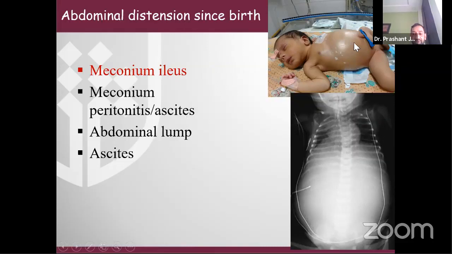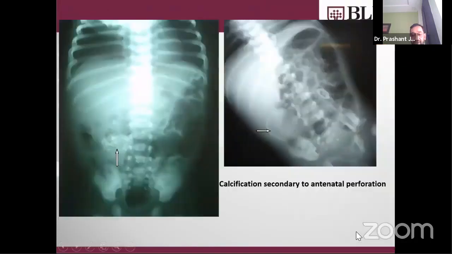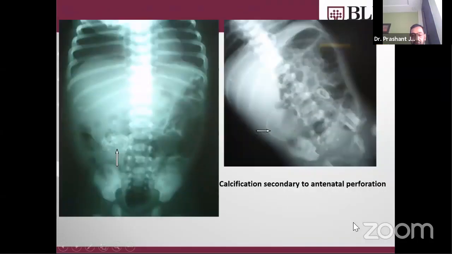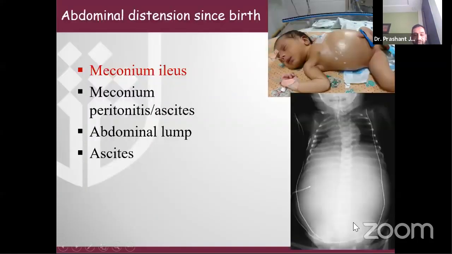This newborn had a distension right from the birth. You can see a complete ground glass appearance in the abdomen, and the child had an antenatal perforation. Because of that, the child had meconium ascites.